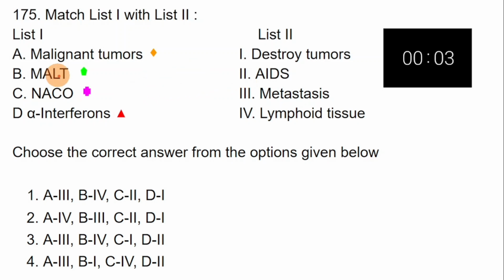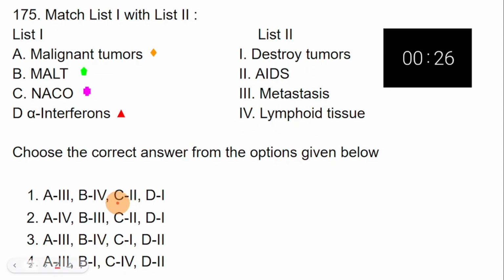Match question. Malignant tumors, destroyed tumors, no. AIDS, metastasis, lymphoid tissue. So A will be 3. A3 is in 1, 3, 4. So next, MALT is mucosa associated lymphoid tissue. So lymphoid tissue is over here, B4. A3, B4 is in 1 and 3.